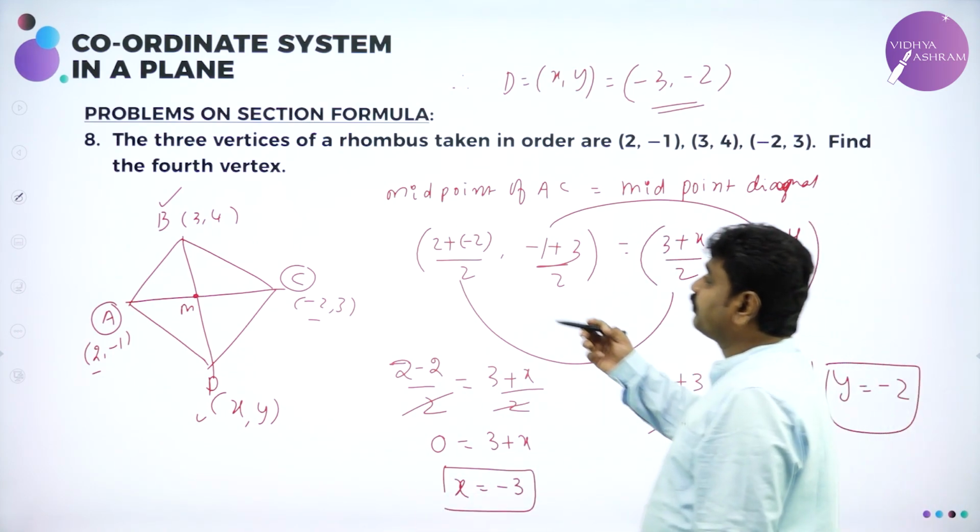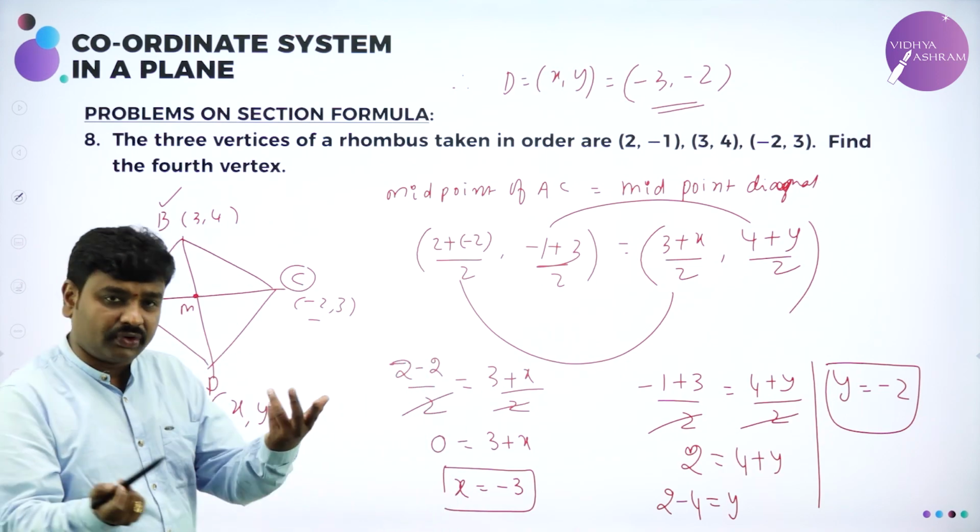Important questions. And fourth vertex is first minus second plus third. If you do that also, you will get the answer.